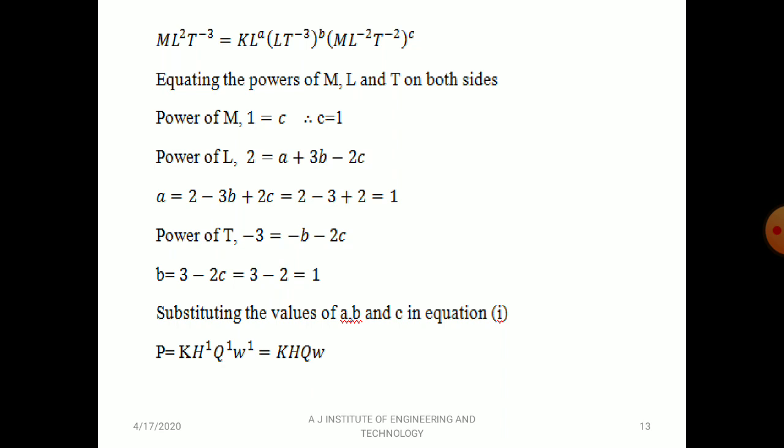Next, equating the power of L. On the left hand side we have L square, on the right hand side we have L to the power a, L to the power b, L to the power minus 2c.